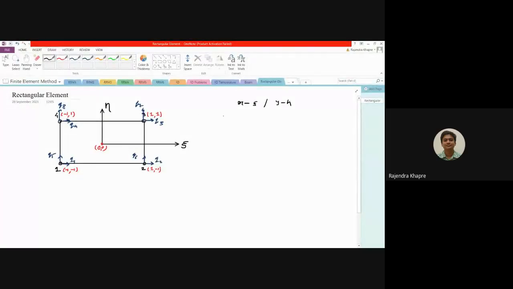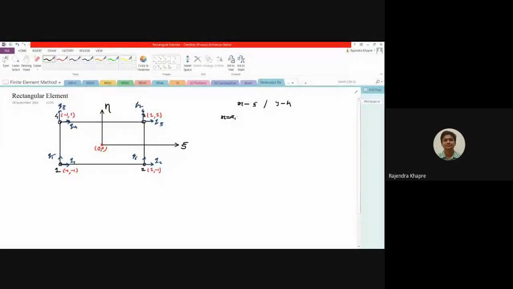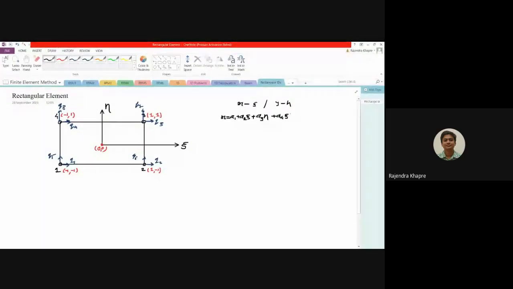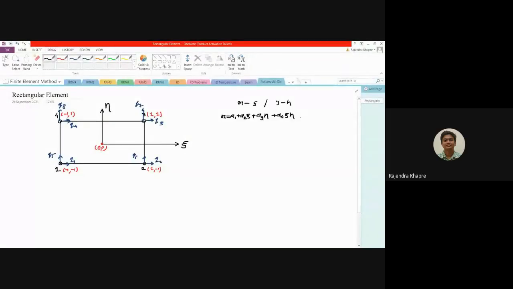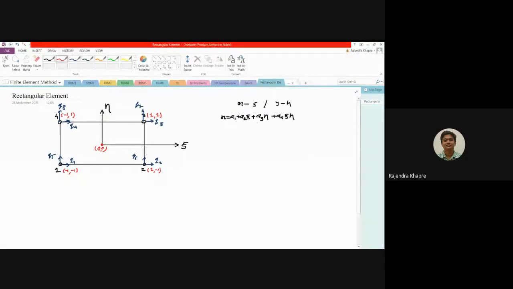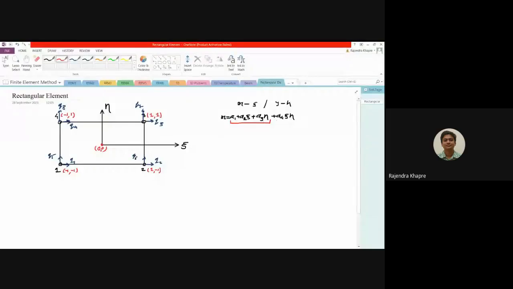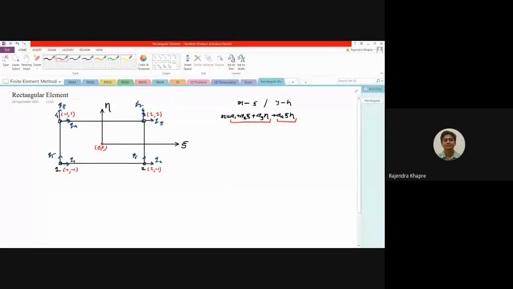For this purpose, I am going to assume the displacement polynomial as x equals a1 plus a2 times xi plus a3 times eta, plus one more term, a4 times xi times eta. There are four nodes. In the previous class, when we went for the three noded triangular element, we chose only the linear polynomial, but since there is a fourth node, we have to choose one more term, which will depend on xi as well as eta.